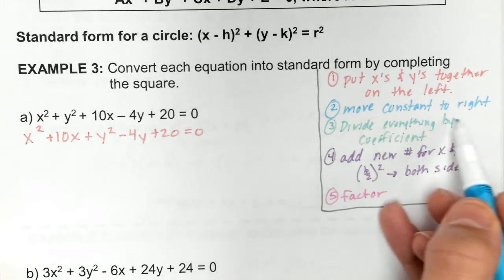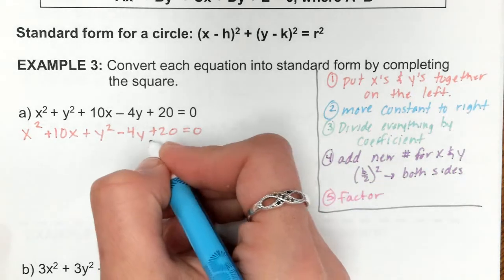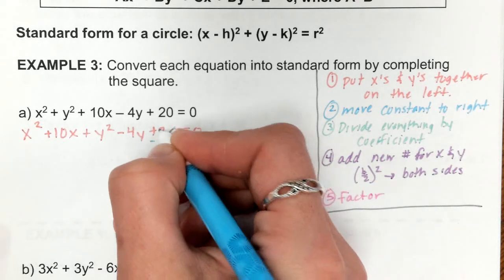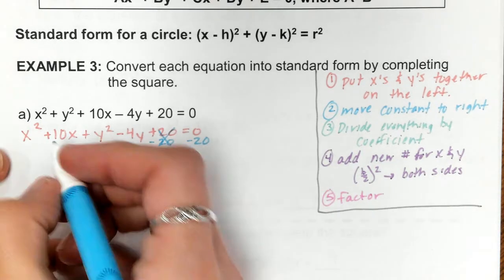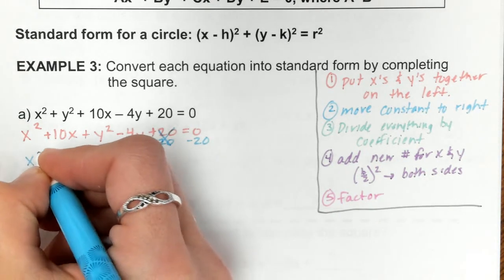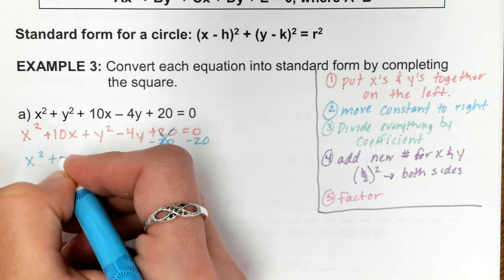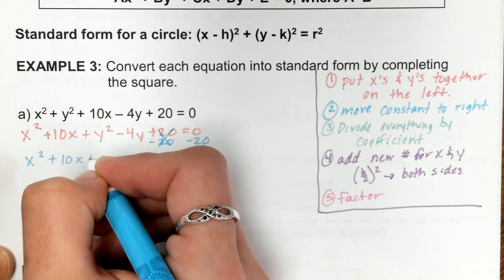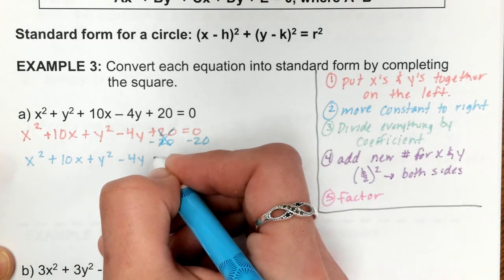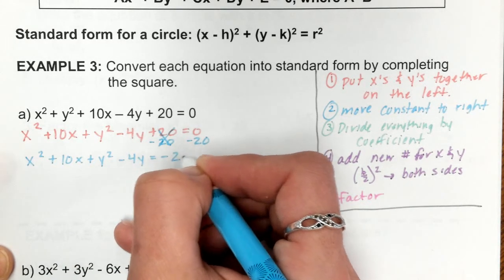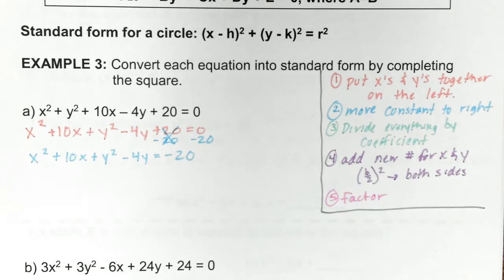Next, we need to move the constant to the right. So we need to get rid of it over here so it cancels out. Subtract it from both sides, and we're going to wind up with a new equation. Rewrite everything on the left except for the 20: x squared plus 10x plus y squared minus 4y. This is gone, all equal to a negative 20. Be careful with that negative 20, okay?